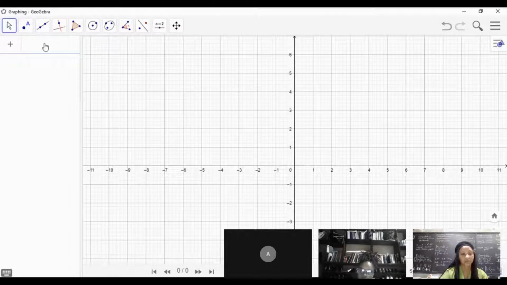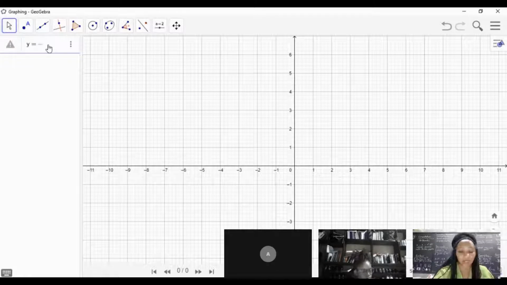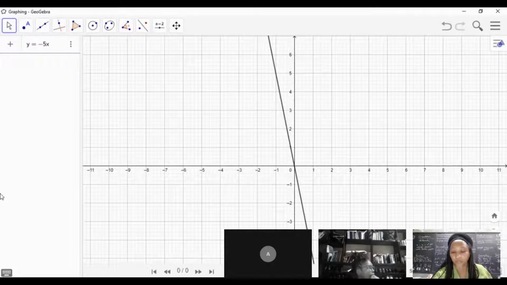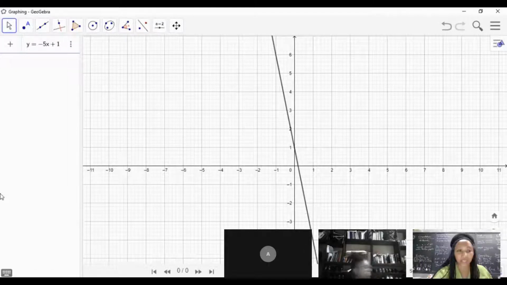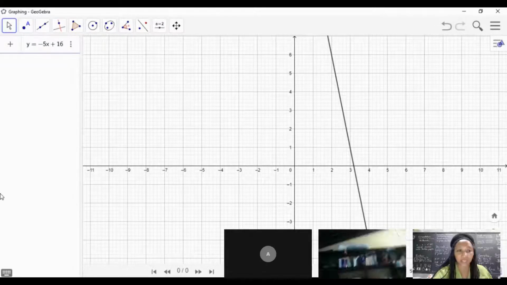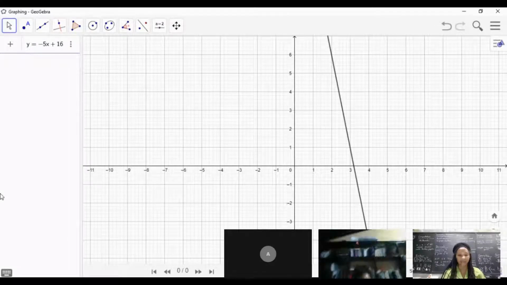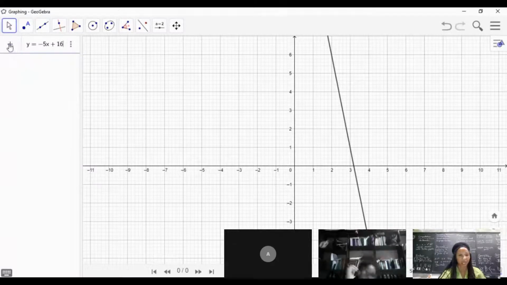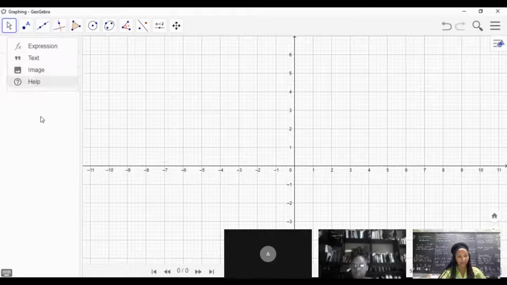So what I'll do is I'll type my graph. So let's say we have y equals, so I actually type in y equals negative 5x plus 16. All right, so that's my line for y equals negative 5x plus 16. And I'm going to plot another line.